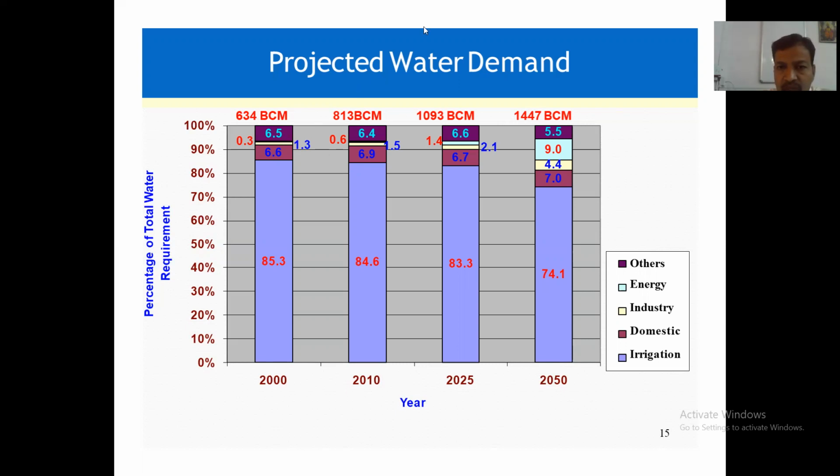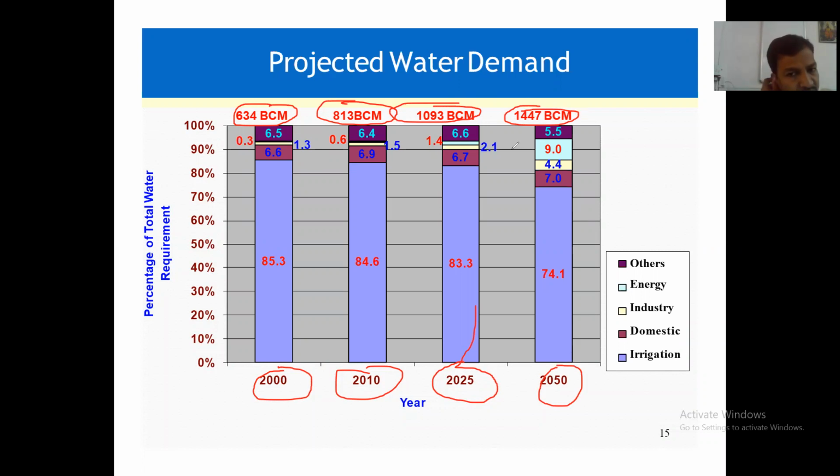From this graph, you can understand the water demand for various years. Total water requirement for the year 2000 was 634 billion cubic meter. In 2010, it was 813 billion cubic meter. Up to 2025, the water demand will be 1093 billion cubic meter, and up to 2050, the water demand will be increased up to 1447 billion cubic meter. This is the projected water demand for various years.